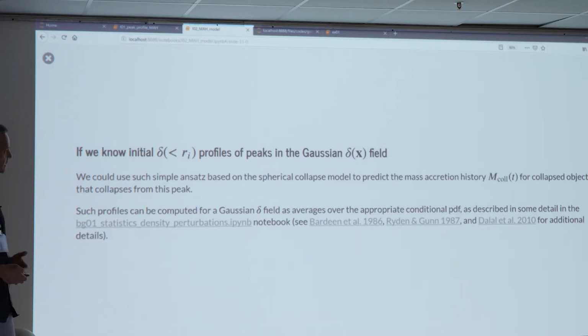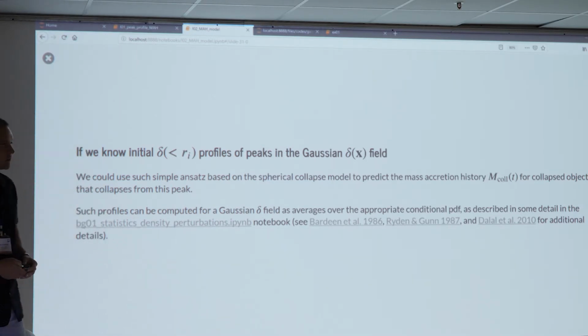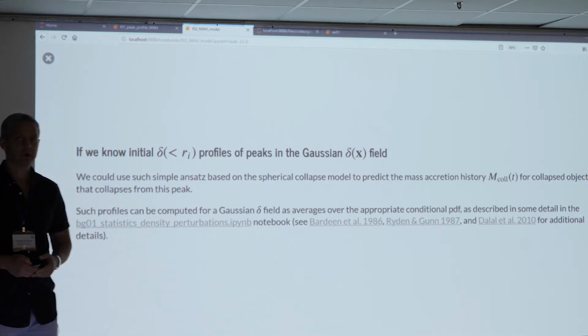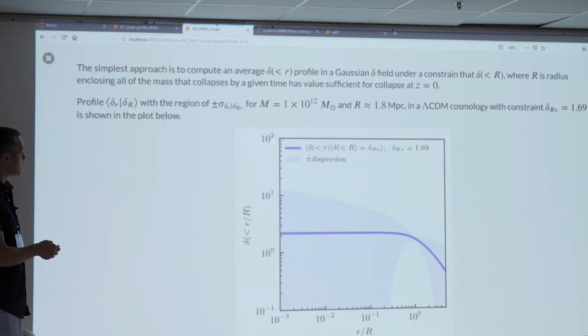I won't go through this here, but effectively you should know that this can be done because the Gaussian field is quite simple mathematically, and we can take its moments, such as sigma, or cross moments, more complicated moments, quite easily. In particular, we can also take conditional probability distributions. So we can compute the mean density profile around the peak as simply looking at the mean conditional density at R, conditioned that the peak has some other overdensity, which I call delta R star here, at some different scale.